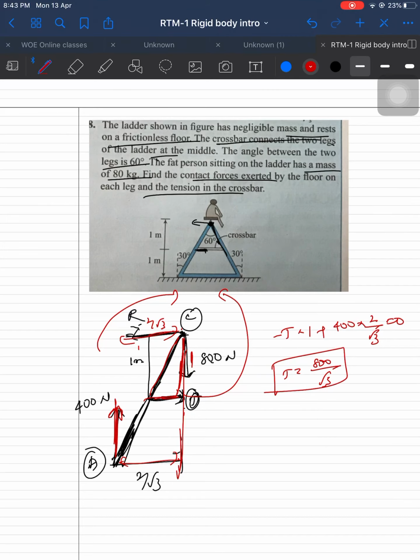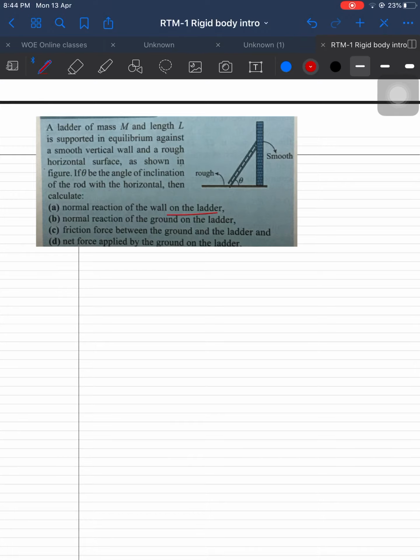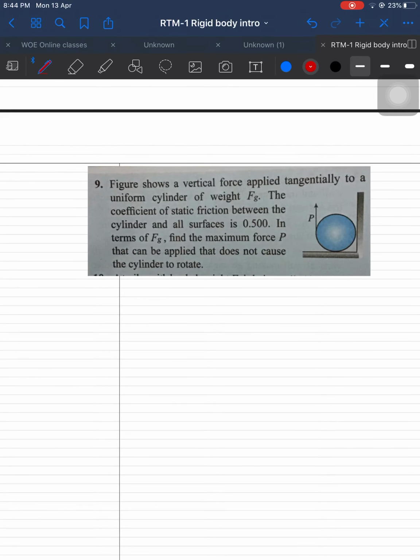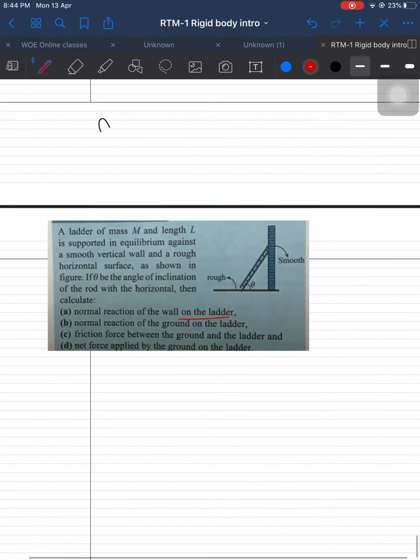Okay, let's do the last problem: normal reaction on the wall. I have so many questions. Note down all the questions, this is a very, very important question. I will make a separate video on it.